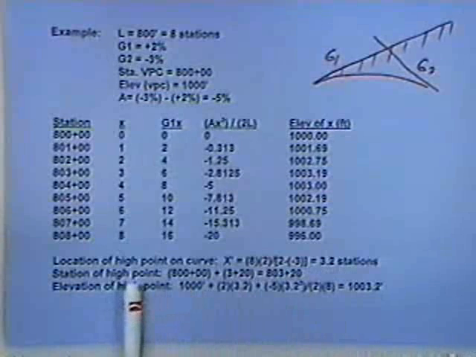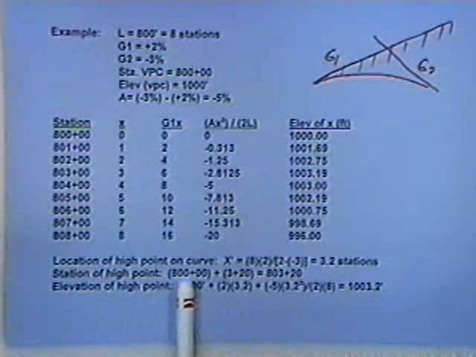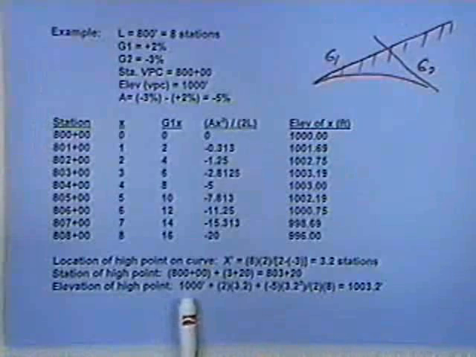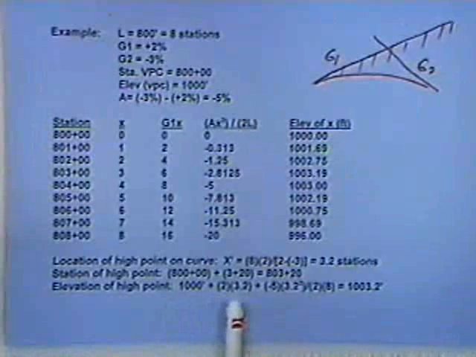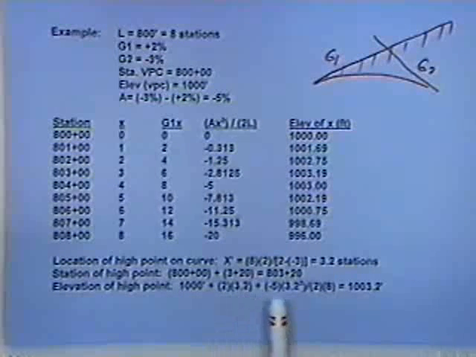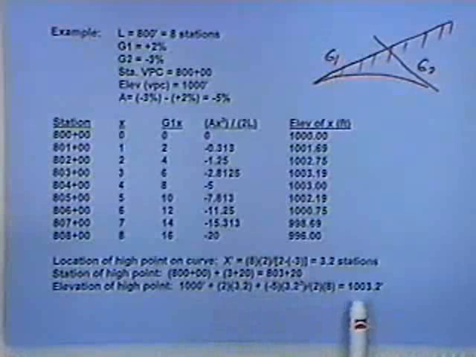stations. The station of the high point, remember we started out at station 800 plus 00, and we came up with 3.2 stations from the vertical point of curvature, so that comes to station 803 plus 20, or 320 feet into that curve, not the midpoint. The elevation of the high point of that curve: we started out with an elevation of 1,000 feet. We're on a 2% upgrade, and we're going 320 feet, or 3.2 100-foot increments in this particular case. So the highest point on that curve would be an elevation of 1,003.2 feet. So we'd work through that.